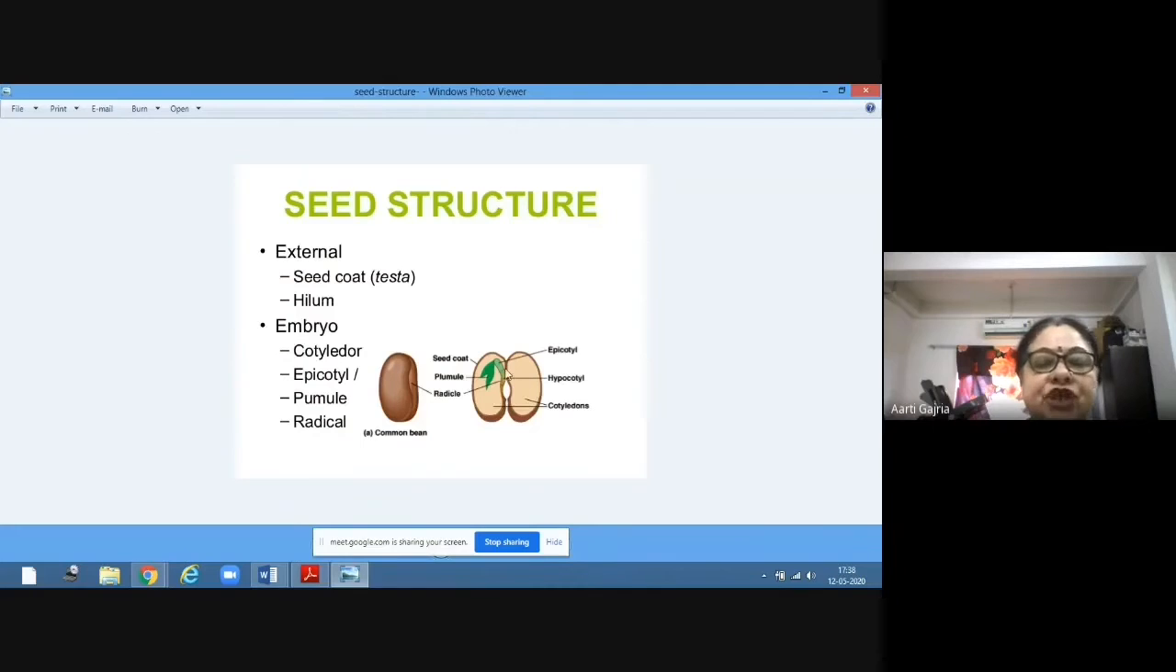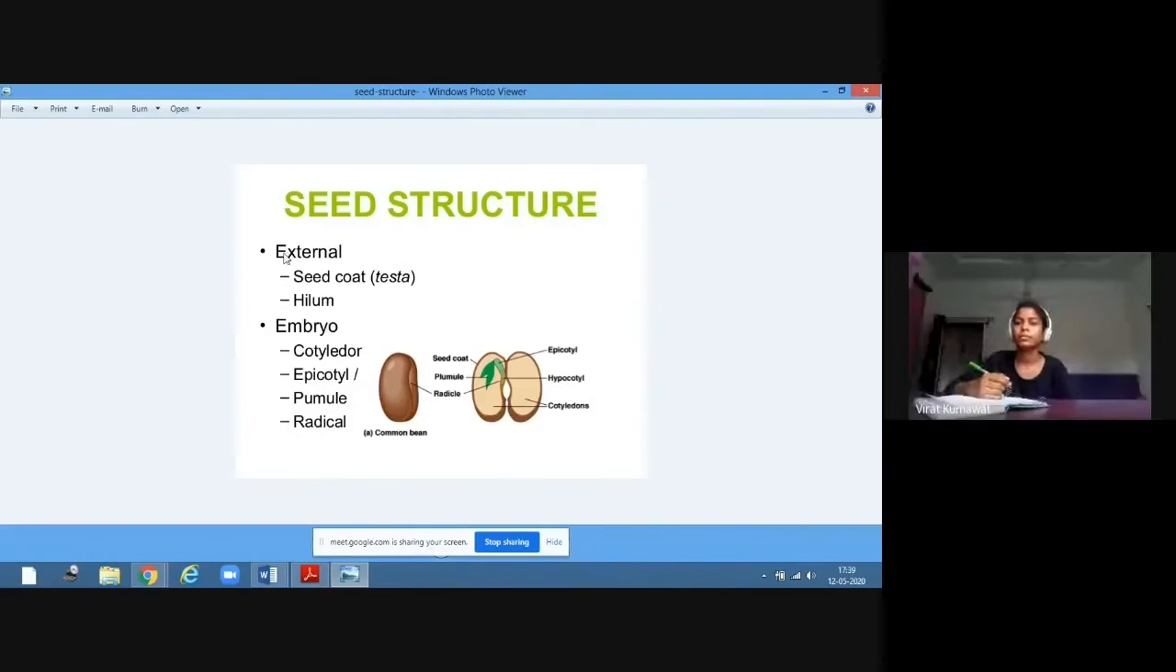This is which type of seed? Dicot, because it is having two cotyledons. You can just take a bean, kidney bean, or chana, kabuli chana, soak it, and then you can see the two cotyledons. They separate, right, in the chana.